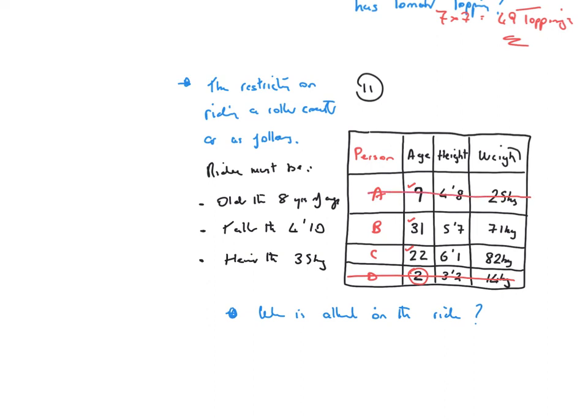Okay, and who's still in the running then? Well, 5'7", that's taller than 4'10", and 6'1", taller than 4'10", so person B and person C, that's still fine. Heavier than 35 kilograms. Okay, both of them are definitely heavier, so that means it's going to be person B and person C.